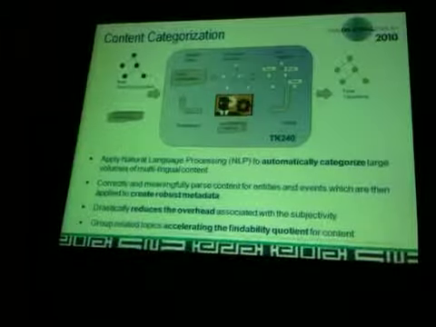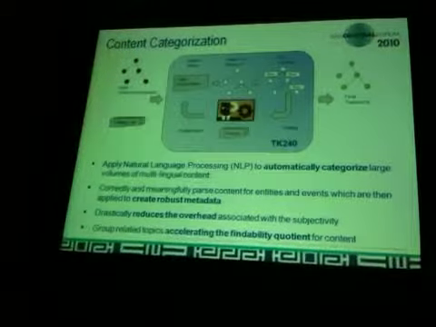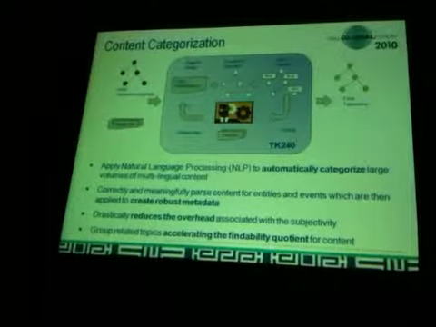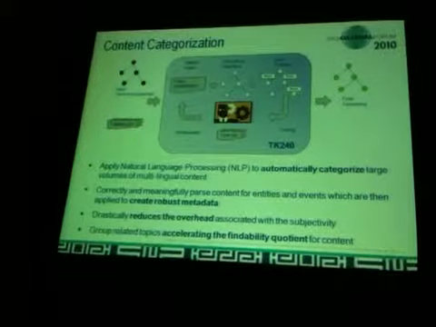The next is content categorization. As I mentioned, the job of content categorization is to segregate content by topics or entities. So here the idea is we have a taxonomy. It's probably not very clearly visible. Let me jump into the tool itself.